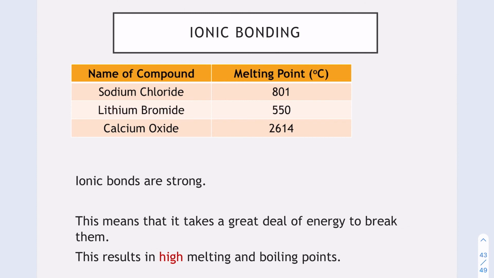Here we have some examples of ionic compounds. We've got sodium chloride, lithium bromide and calcium oxide, and we've got our melting points at the side. If you can see, these are quite high, and what that means is ionic bonds are nice and strong. What that means is it takes a great deal of energy to break the bonds, therefore they're going to have high melting points and boiling points.